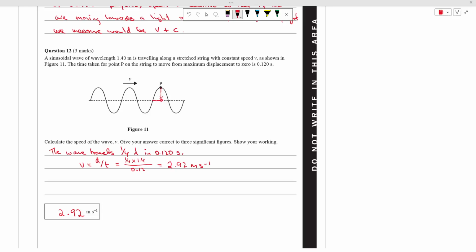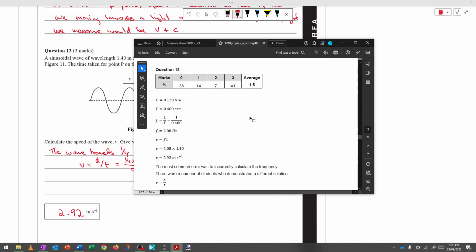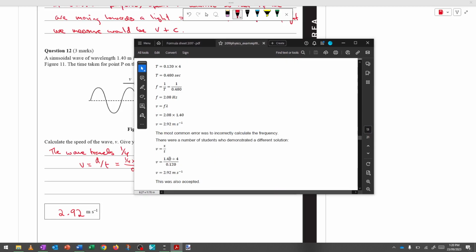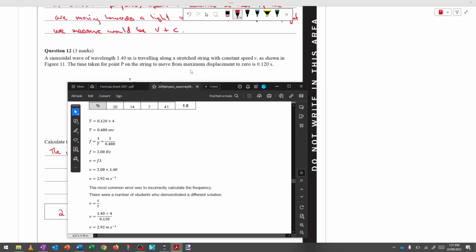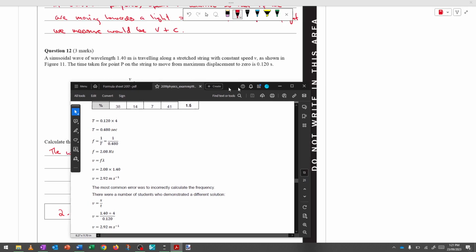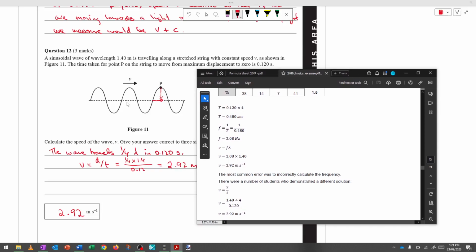Alright, let's see if the report agrees with us. Ah, there we go, yep. So they've done it the other way around. They've said that the period of the wave is 4 times this part of the motion. So it's just another way of saying in that time the wave has moved a quarter of the wavelength. The time taken to move a full wavelength of the wave, that's the period, and that's why they're multiplying it by 4 there. Then they've worked out the frequency, and then they've used the wave speed equation, frequency times wavelength. They end up with the same answer.